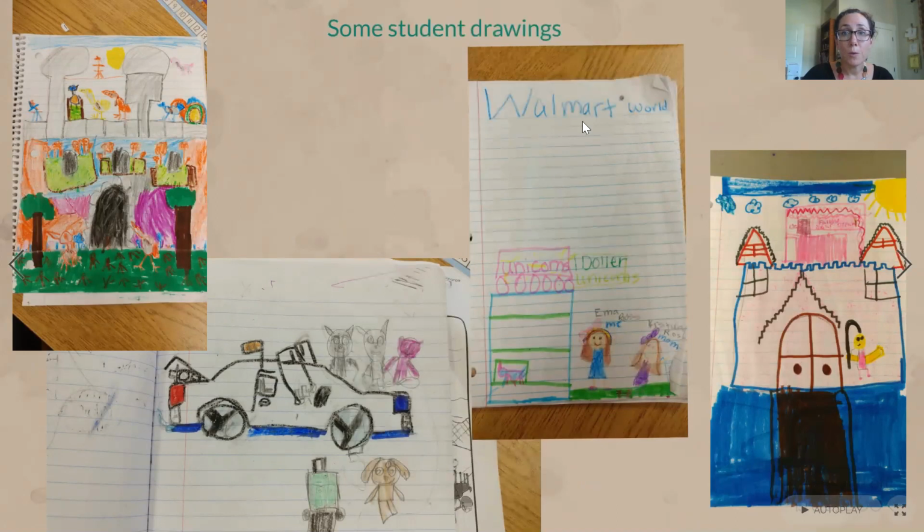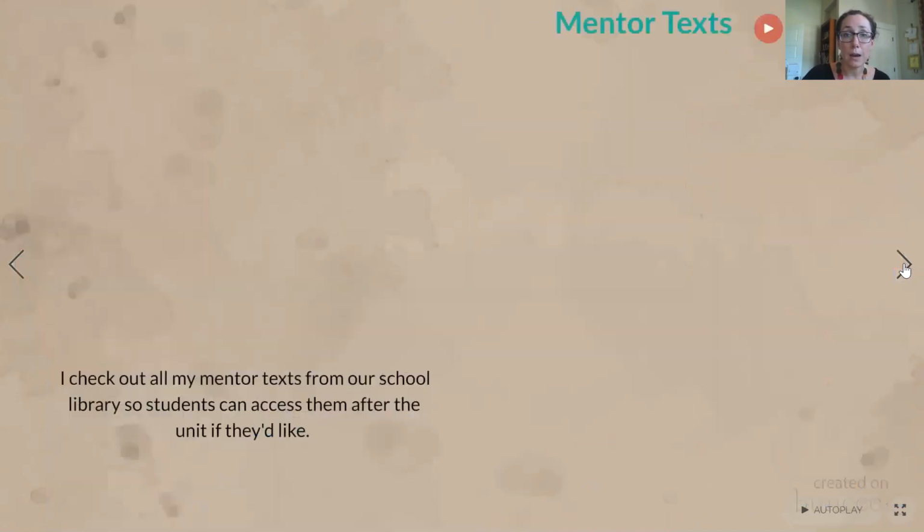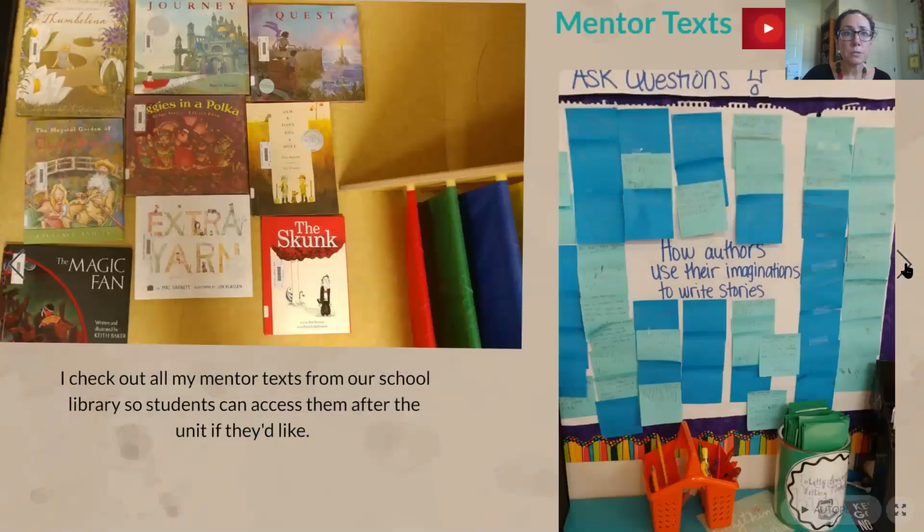Walmart world here we've got, and here's a castle, and this one's got a police car, but it also looks like the three little pigs and a wolf involved. So these kind of fractured fairy tales may be happening as well. And so they really did a lot of their process of planning and drafting through using drawing and talking to get their story out. She also used a variety of mentor texts.